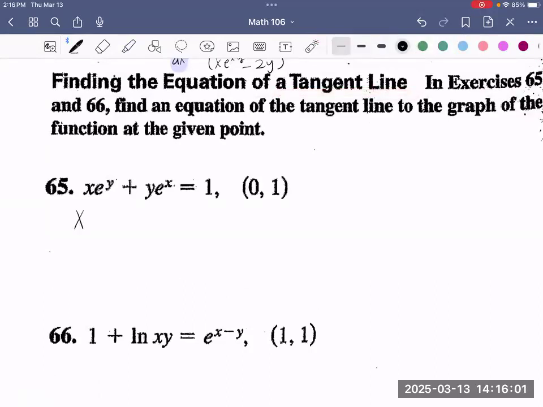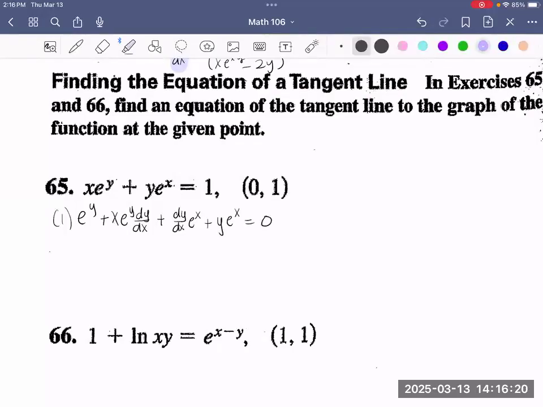We have x, oops, so sorry. We have e to the y, right? Or 1 times e to the y plus x e to the y dy/dx plus dy/dx e to the x plus y e to the x is equal to 0. So just as you did last time, let's go ahead and get these dy/dx's alone to one side. We're going to subtract your y value over, and again, this e to the y over.